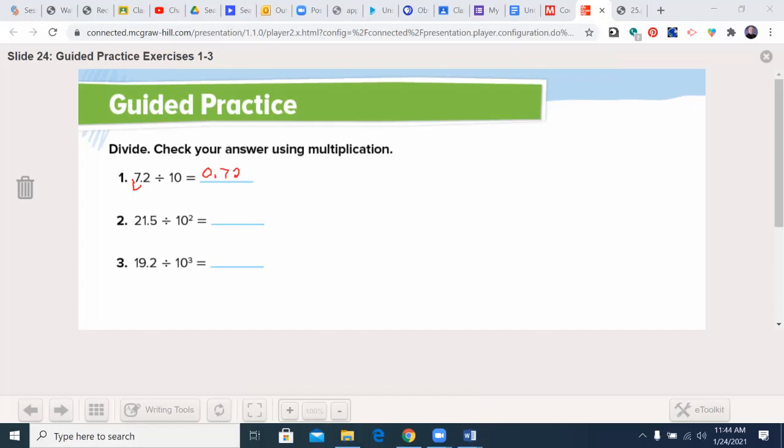0.72. Now 10 squared, this exponent, sorry, tells me there are 2 zeros. So it's going to go back how many spots? If you said 2, you're right. So 0.215. And 3 zeros, 3 spots, and you're going to have to annex a 0. So you get 0.0192.